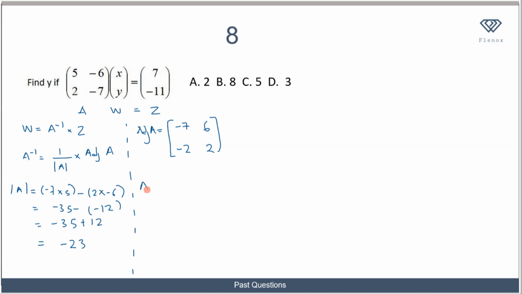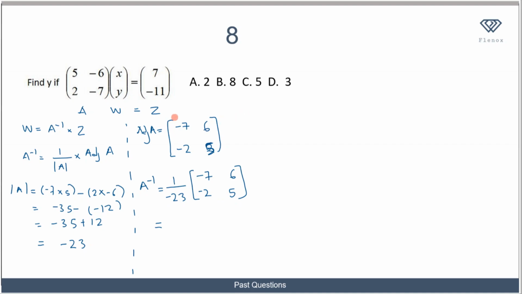So the inverse of A is just going to be 1 over the determinant of A, which is 1 over minus 23, then times what? The adjoint of A, which is minus 7, 6, minus 2, and so this is a mistake. Here it's supposed to be a 5 when I turn the diagonal around. Minus 2 and 5. So when I bring this inside, okay. So this is going to be the inverse of A.